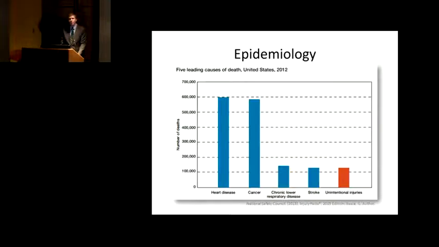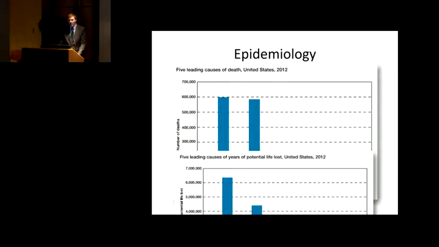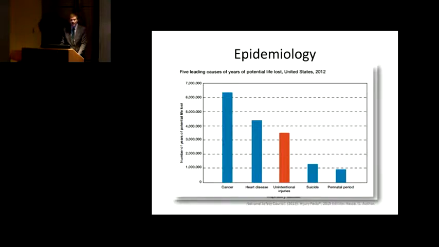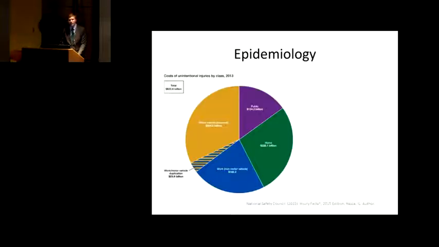The average age of the trauma patient is 45. If you look at the years of potential life lost in that regard, you can see that trauma jumps to the third category. Looking at it from a different perspective, you see the total burden of cost from this is on the order of $820 billion as of 2013.